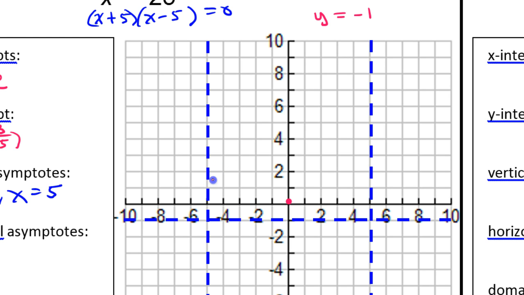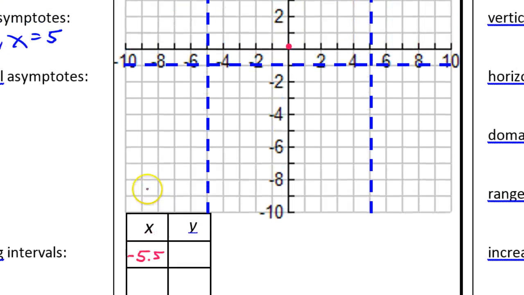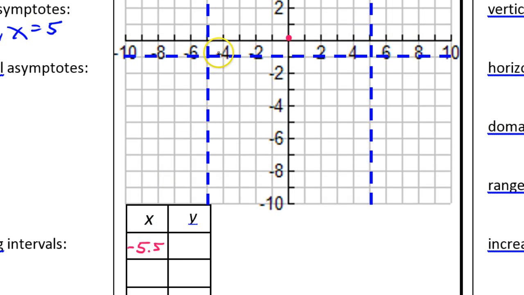The first values I always pick are just to the left and right of my vertical asymptotes. And I mean just barely to the left and barely to the right, decimals, in fact. So here I have a vertical asymptote at -5. So just a little bit to the left would be -5.5. Let's always use that. So we'll do -5.5. And just barely to the right would be -4.5. So let's definitely do that.